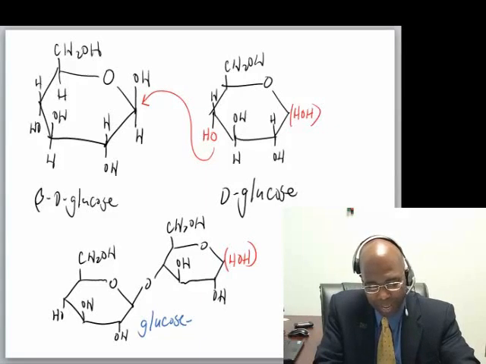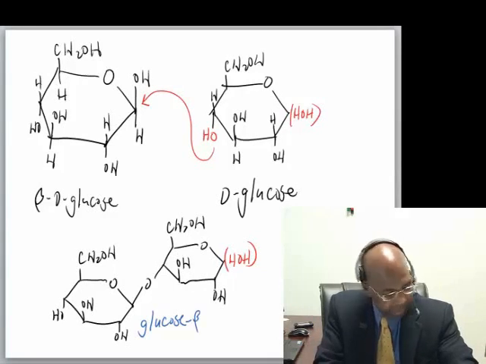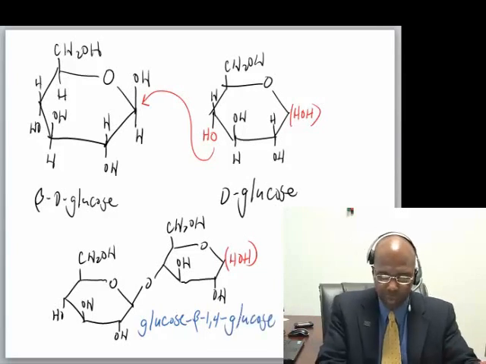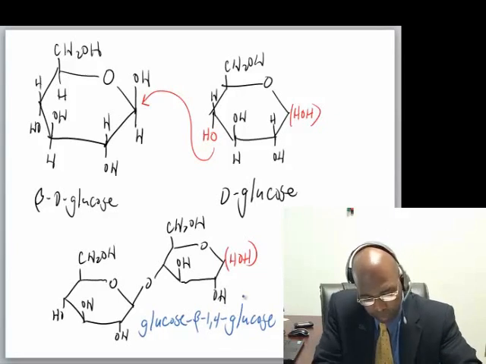Now we need to identify the glycosidic bond. This is the beta carbon. This is a beta 1,4. And now the second glycose is glucose. And that's how you name this disaccharide. And we're going to have an H here.